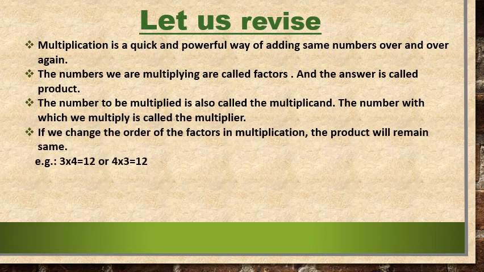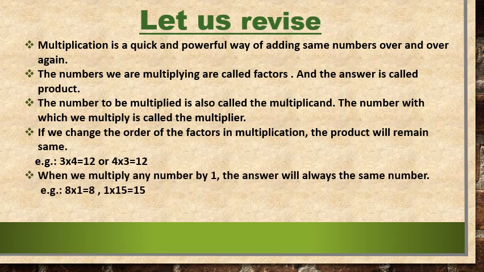If we change the order of the factors in multiplication, the product will remain same. For example, 3 into 4 equal to 12, or we can also write it like this, 4 into 3 gives us 12. So in both cases, the product remains unchanged.